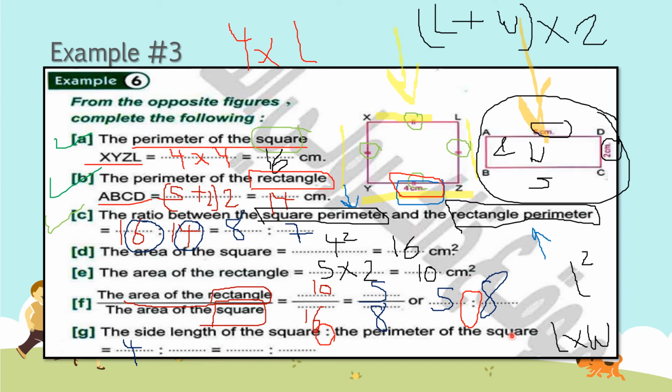And then we want the perimeter of the square, so pay attention. Here's the perimeter, which is 16, right? So we're going to write 16. So it's going to be 4 to 16. Both of these are divisible by 4. So 4 divided by 4 is 1, and 16 divided by 4 is 4. So the side length of the square to the perimeter of the square is 1 to 4.